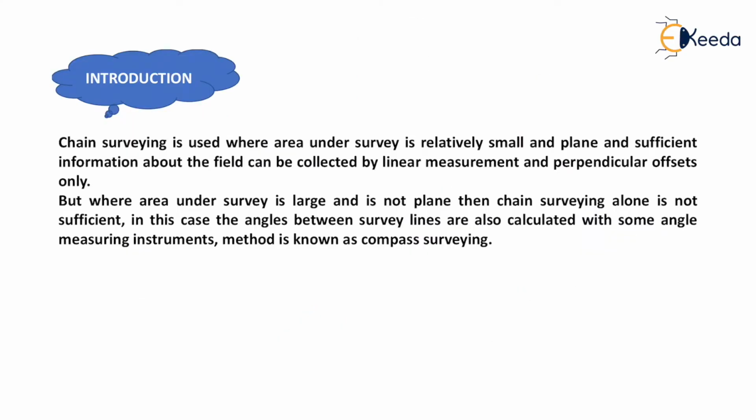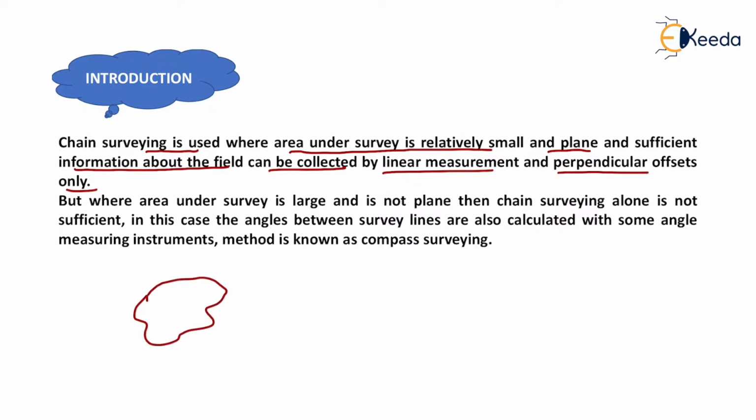Now, chain surveying is used where the area under survey is relatively small and plain, and sufficient information about the field can be collected by linear measurement and perpendicular offsets only. It means that when the area under survey is relatively small and plain, then sufficient information about the field can be collected only by the linear measurements as well as by perpendicular offsets only.